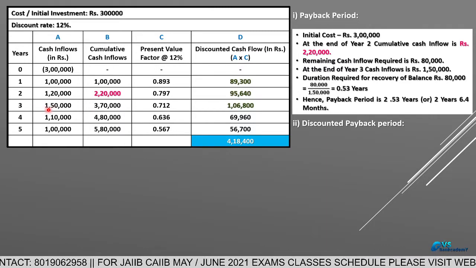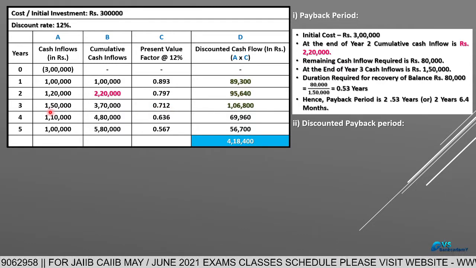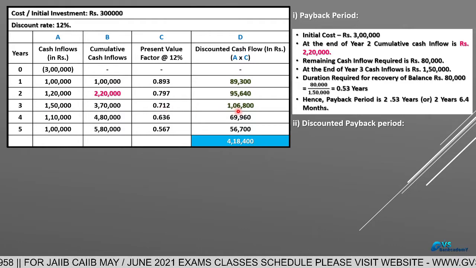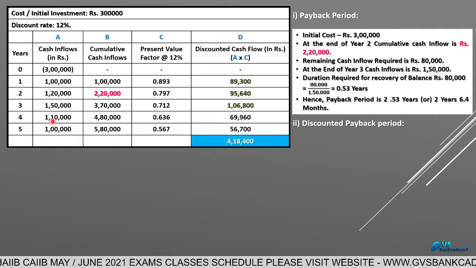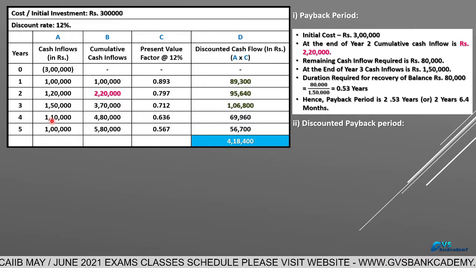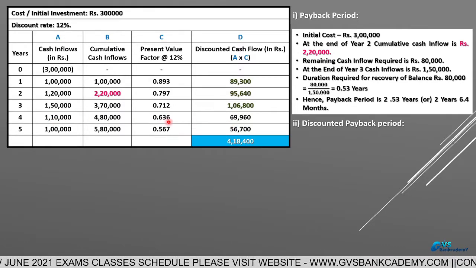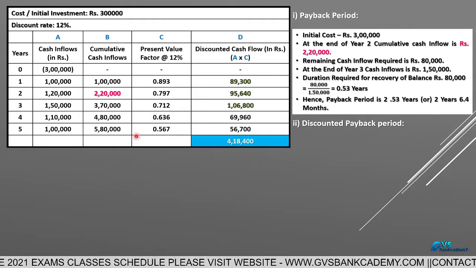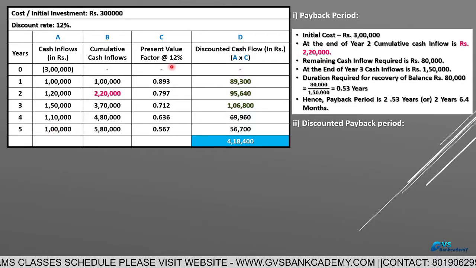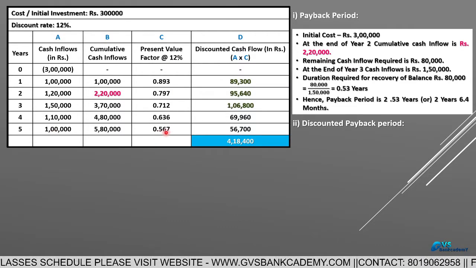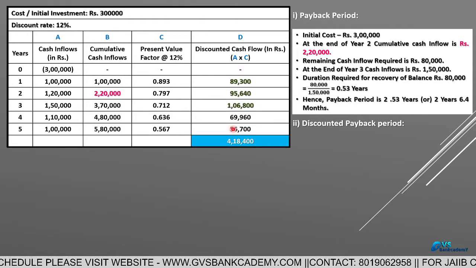At the end of the third year, we are getting 1,50,000. What is the discounting factor for the third year? 0.712. 1,50,000 into 0.712 is 1,06,800. After the end of the fourth year, we are getting 1,10,000. What is the value today? 1,10,000 into 0.636 is 69,960. At the end of the fifth year, we are getting 1 lakh, and the discounting factor for the fifth year is 0.567. 1 lakh into 0.567 is 56,700.